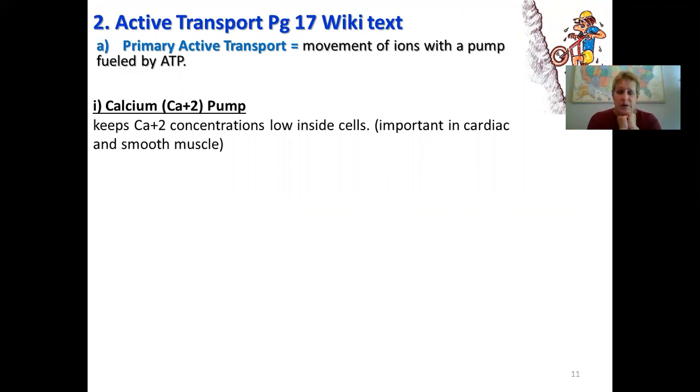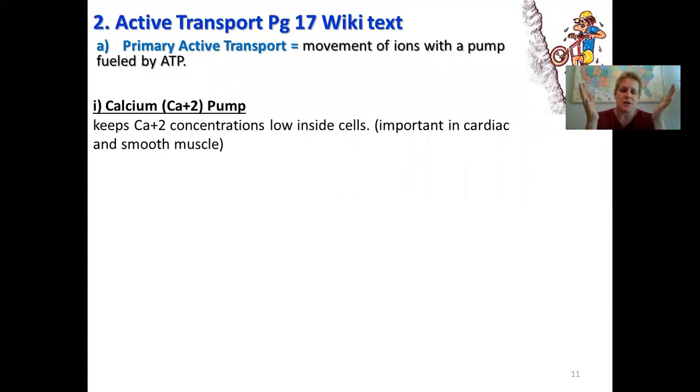So calcium pumps. Calcium is normally low inside of a cell, and we'll find out in chapter 4, part 1, that calcium is an ion that can stimulate a cell, and so cells are very careful about how much calcium they'll allow inside. Calcium pumps are important in muscle cells, and particularly cardiac muscle cells and smooth muscle cells.